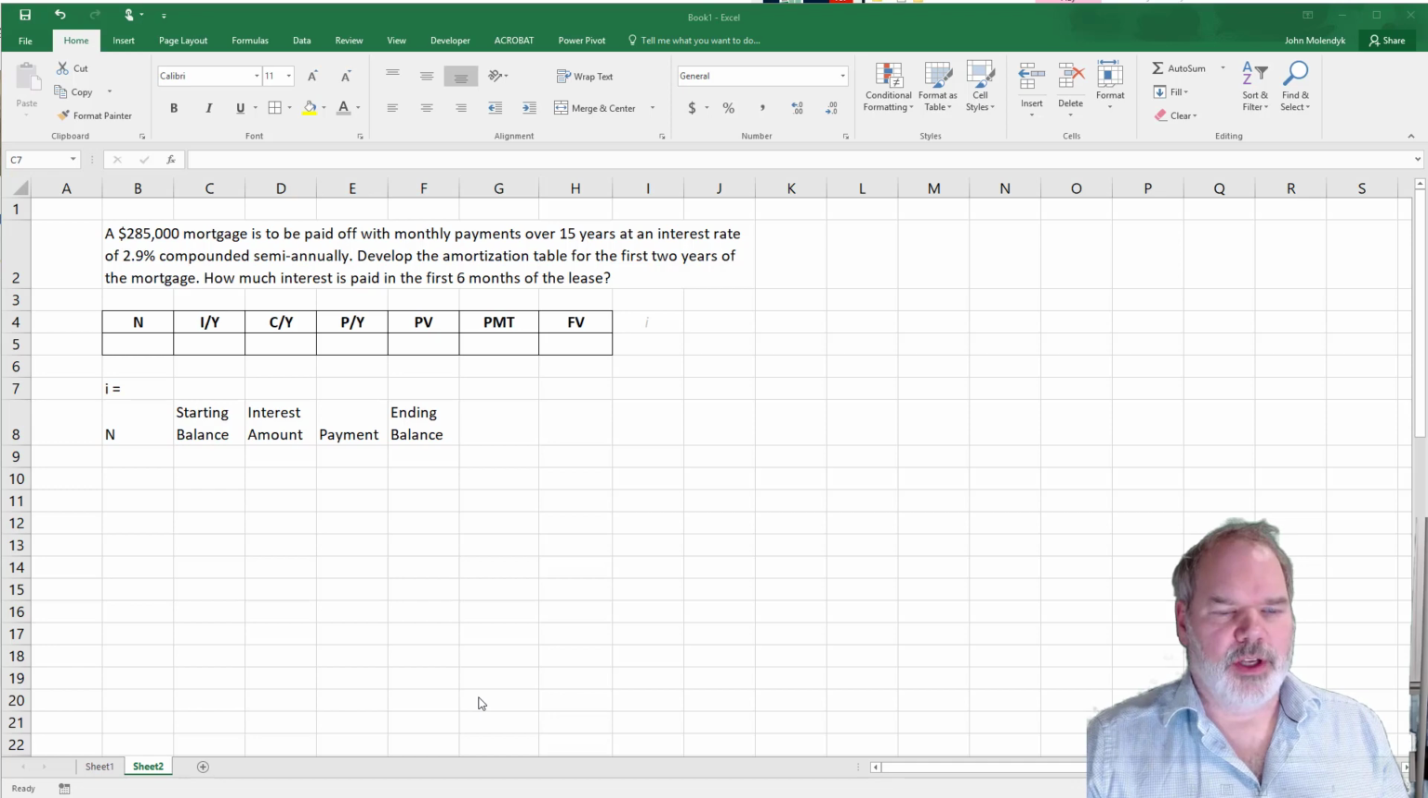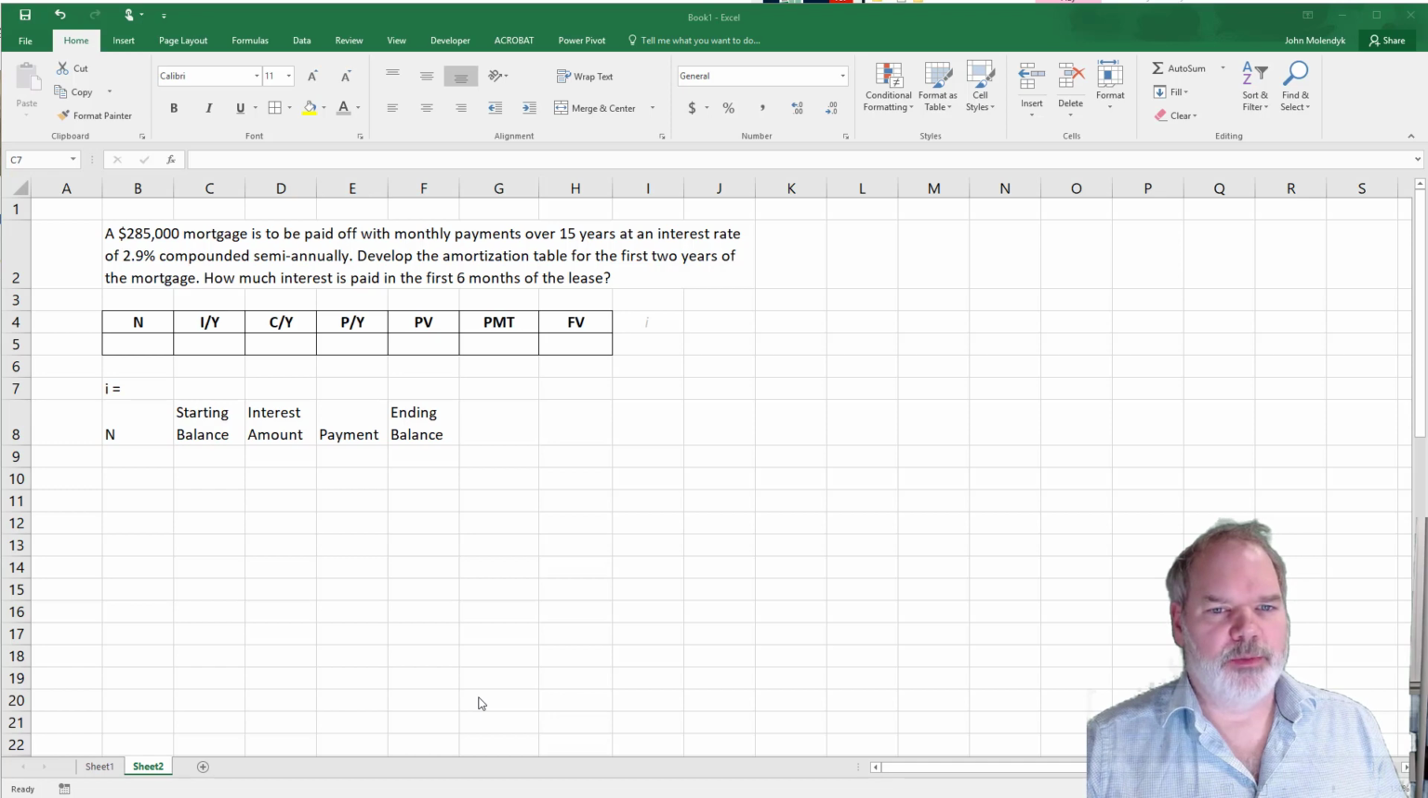Our second example of an amortization table is a mortgage. So it's a slightly more complicated problem. We're going to take a look at a $285,000 mortgage. It's paid off with monthly payments over 15 years, at an interest rate of 2.9% compounded semi-annually. So we have monthly payments, but we have semi-annually compounding, so we're going to have to calculate an effective rate.